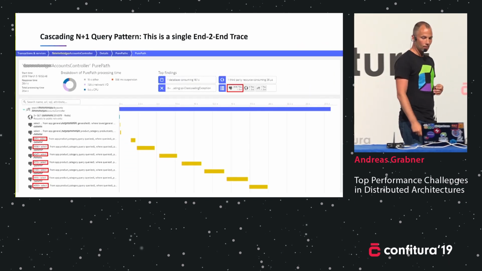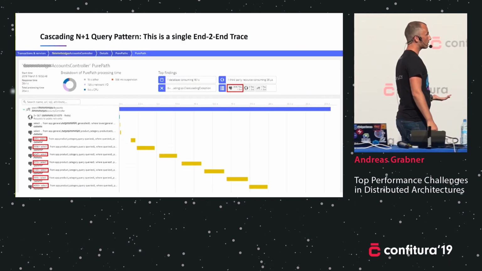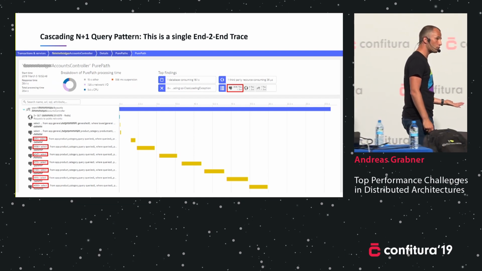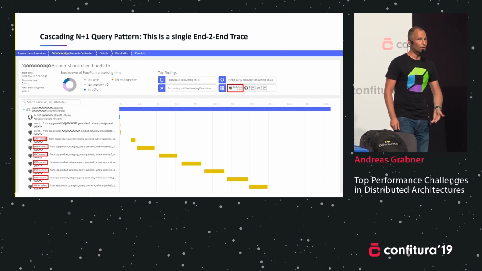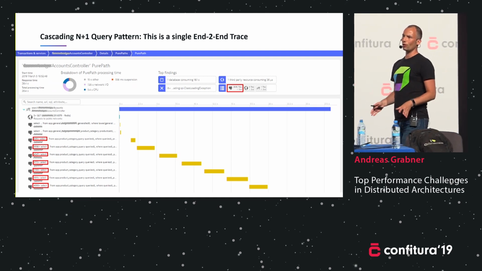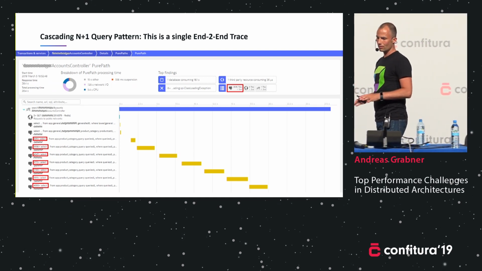Another example: one of my friends has built an e-commerce solution, and it was really cool a couple of years ago. They had a very small customer base.